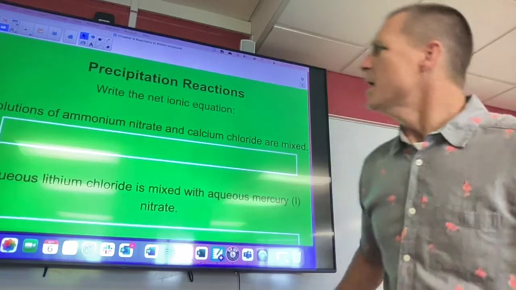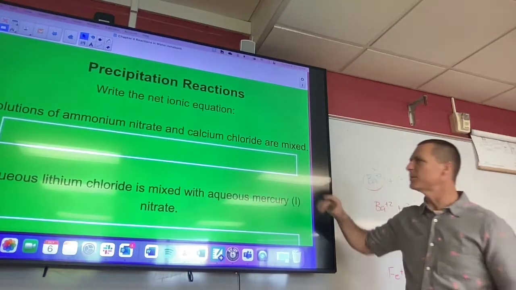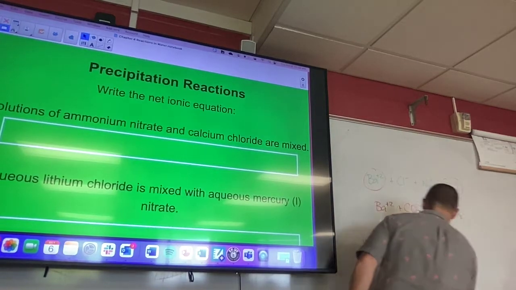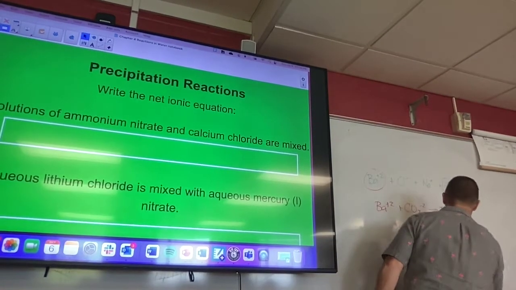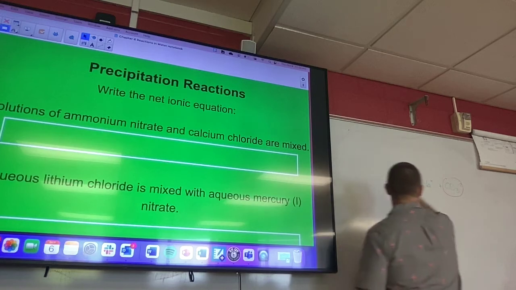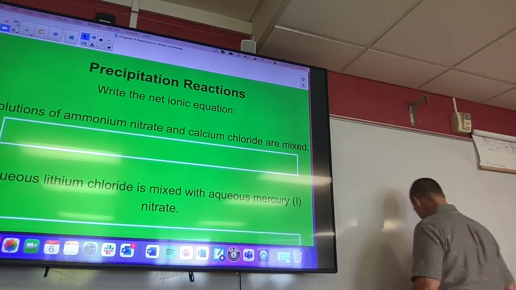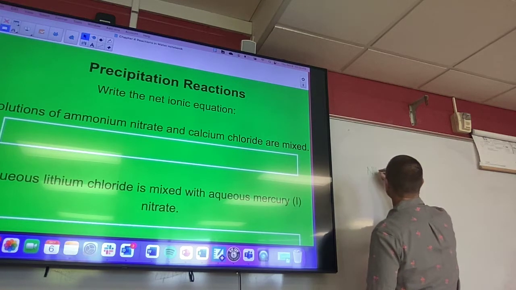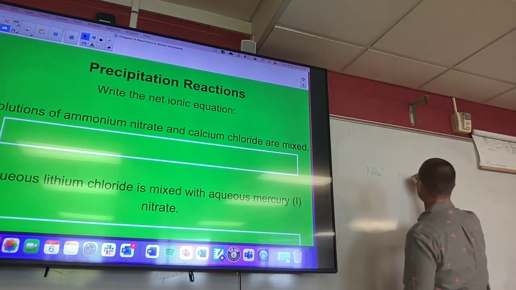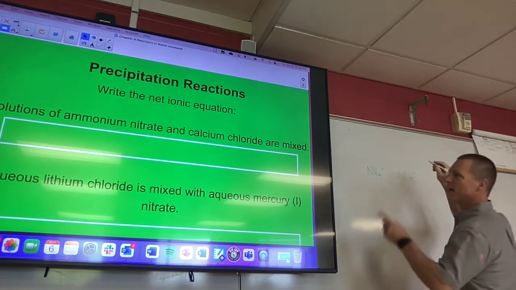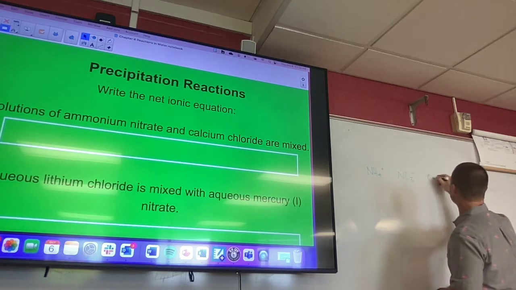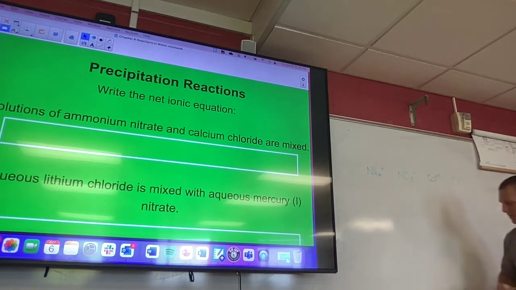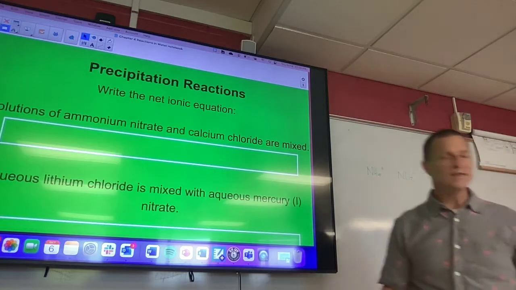So the next one has solutions of ammonium nitrate and calcium chloride are mixed. Get rid of all this. Ammonium ion, nitrate ion, and calcium ion and chloride ion. Is there a combination of ions in this set that will make a precipitate?